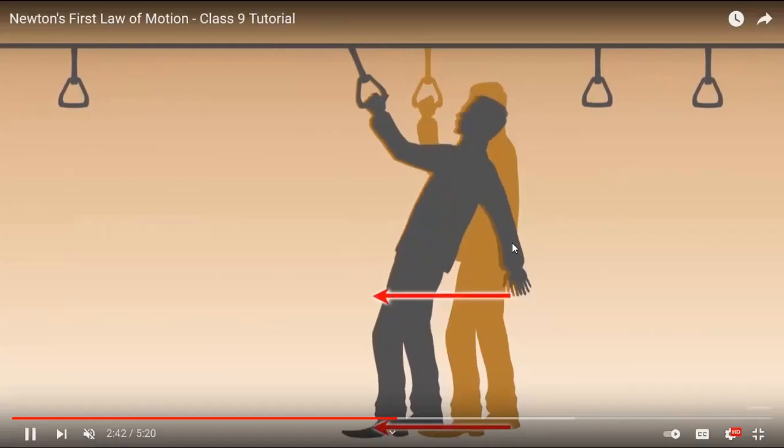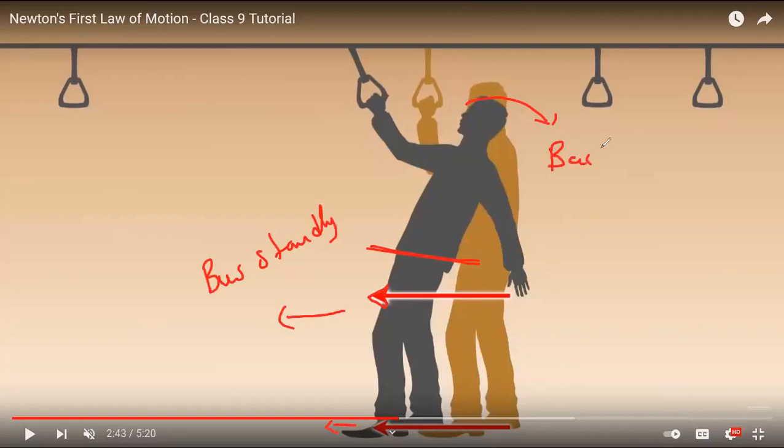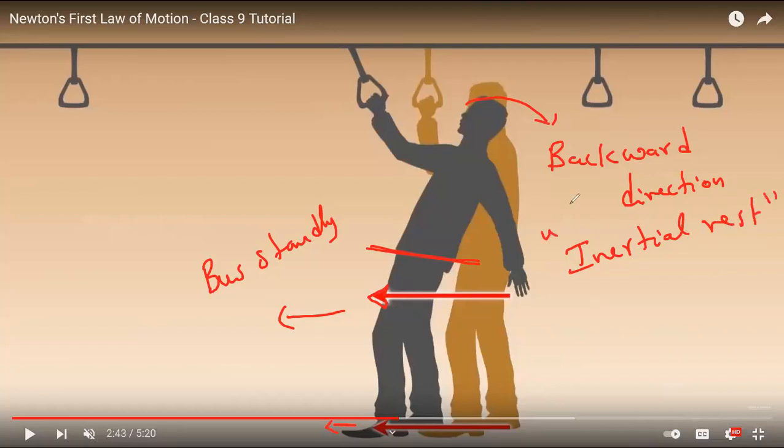See, observe here very carefully. Have you noticed the arrows? Yes or no? So this is his position. This orange one is his initial position. Now, when the bus starts suddenly, what is happening? Our legs are in contact with the ground, so our legs will attain the motion. This arrow is the direction of movement of the bus, and this arrow is along with the bus. Our legs also attain the motion because they are in contact with the bus, so they attain the motion first. So automatically our body will go in what direction? Backward. Clear? Due to the inertia of rest. Okay, everyone?